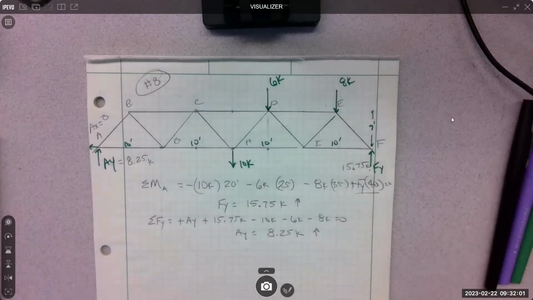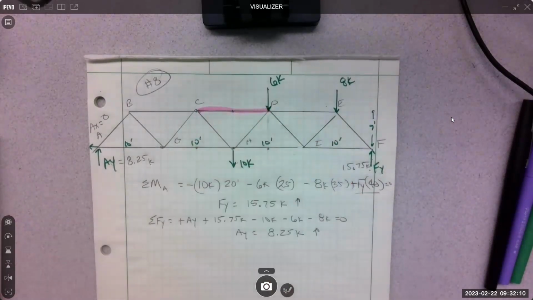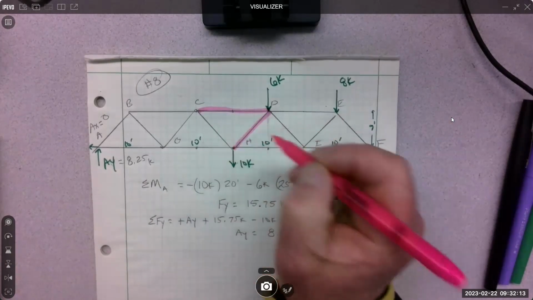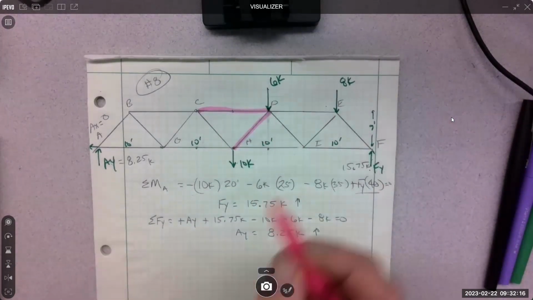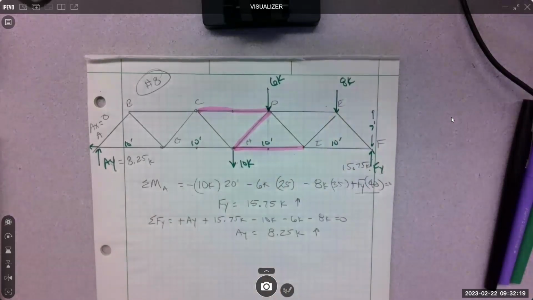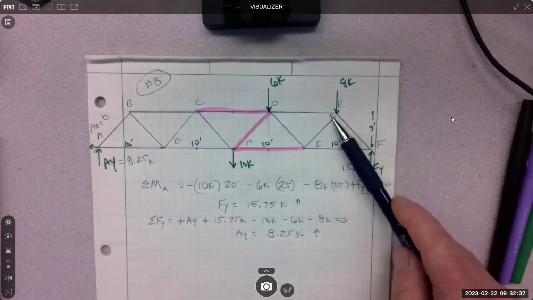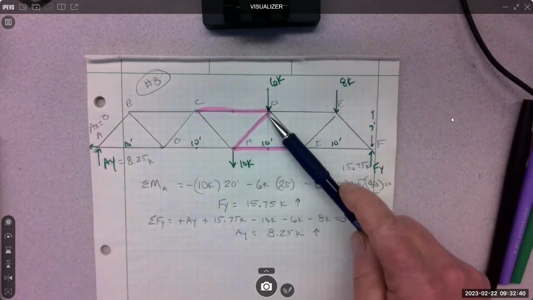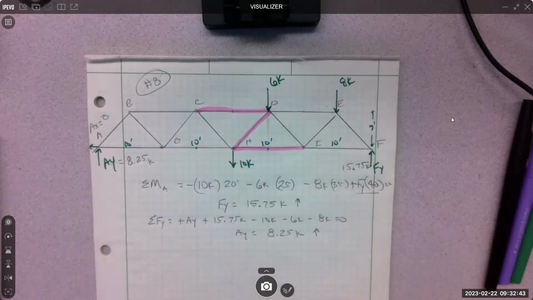So this problem said, determine the forces in members CD, DH, and HI. That's what the problem said. We want to know just the force in those members, not the whole thing, because one of these is going to be the largest loaded member, right? So we have a method for that, and it's not the method of joints, or you'd have to go from here to here to here to here. It's time consuming. It's crazy stuff.